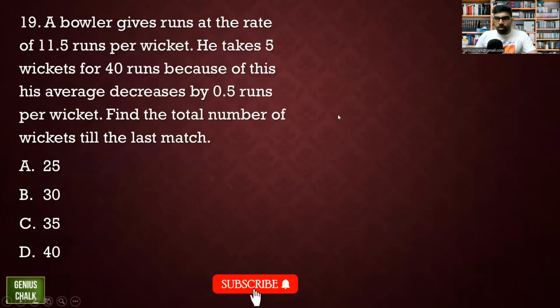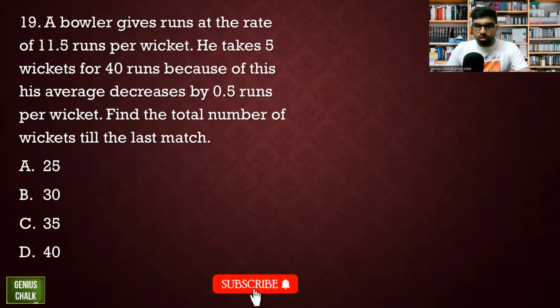Now, there is a topic called average. In that also we have, because actually the alligation method is derived from average. So this question also is very important for that. A bowler gives runs at the rate of 11.5 runs per wicket. Per wicket, right? Per wicket.